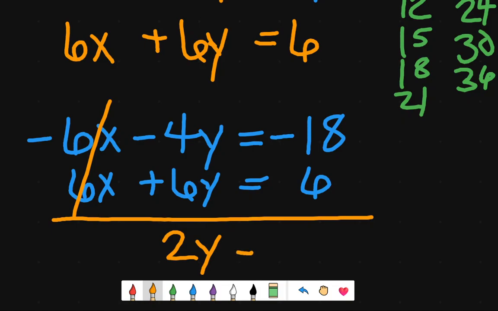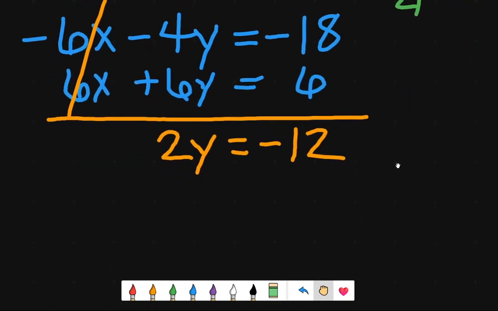And negative 18 minus 6 is going to give us negative 12. All right, so the next step is just like with all your one-step equations. When you're multiplying 2 times y, you have to use the inverse property, the multiplicative inverse property, and divide both sides by 2.